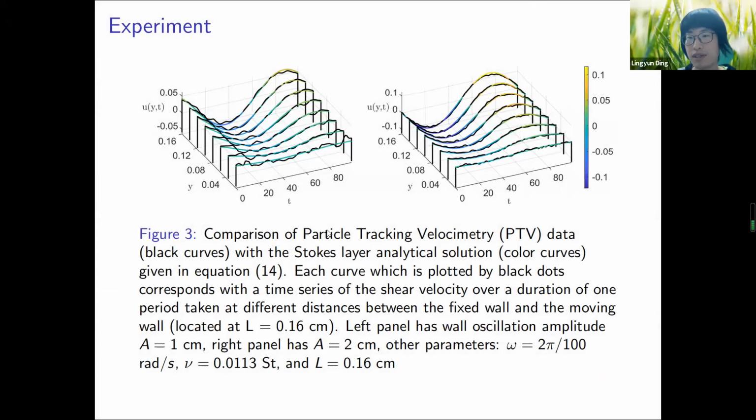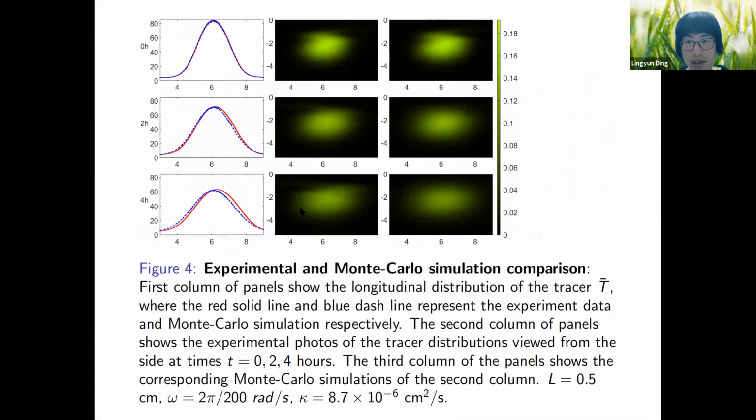Okay, so from this picture, we can experimentally verify the velocity profile. The next step is to check the distribution of the tracer. Here is the comparison between the Monte-Carlo simulation results and the experimental results. The second column is the photo from the experiment, and this column is simulation results from the Monte-Carlo method. So we can see that they are very consistent.